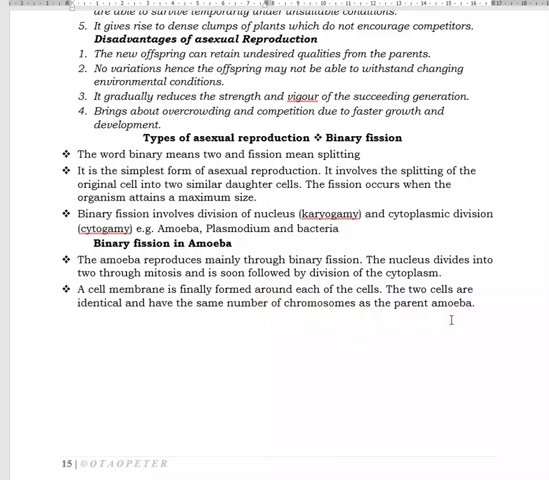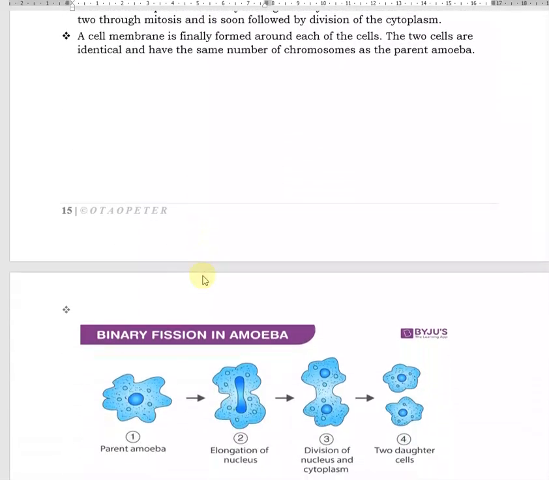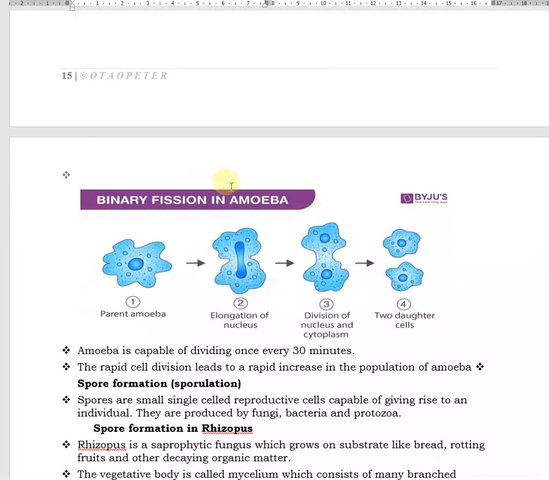You can remember the stages of mitosis. We have interphase, prophase, metaphase, anaphase, then lastly we have telophase. So amoeba basically goes through all those mitosis stages so that it can do what? So that it can have offspring.